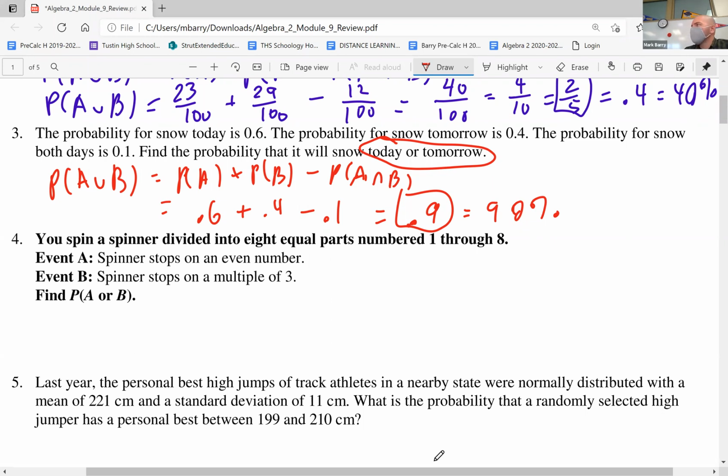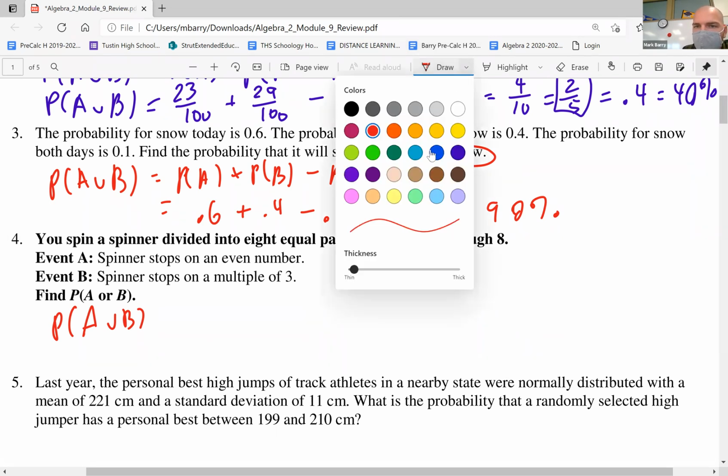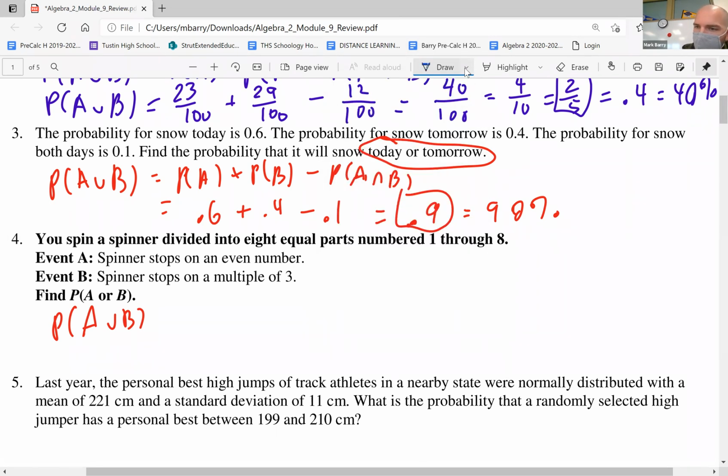All right, let's go over number 4. So since we have the OR here, we could do this using the formula. Maybe I should draw a picture too. I'll go ahead and do that. So we have the spinner.